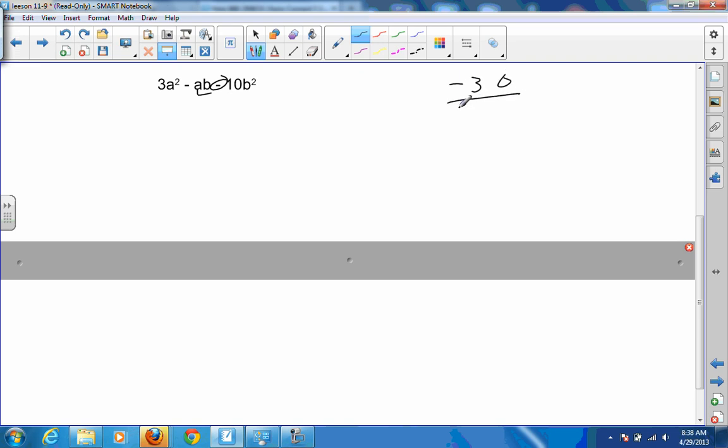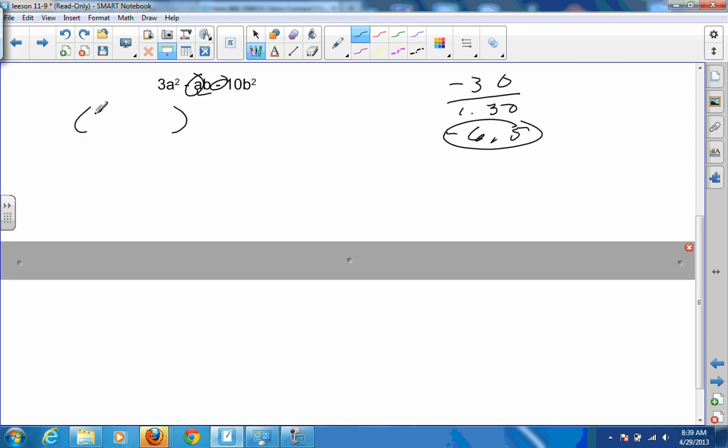So I'm looking for factors that multiply to negative 30 and add to give me negative 1. If I list 1 and 30, those aren't going to work. To save steps, I'm going to go right to the answer: negative 6 and 5 are the ones that work. I get my negative 30 when I multiply, and I get negative 1, which is my coefficient here, when I add.